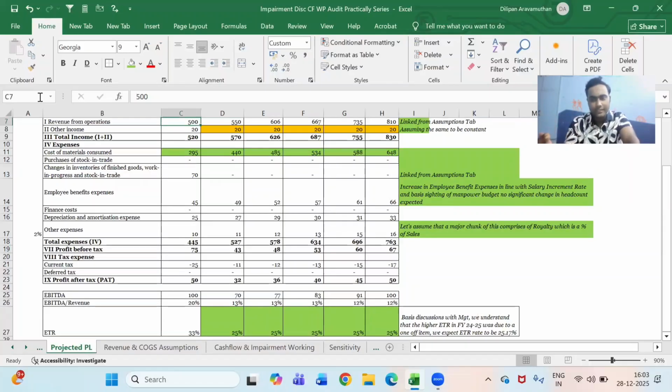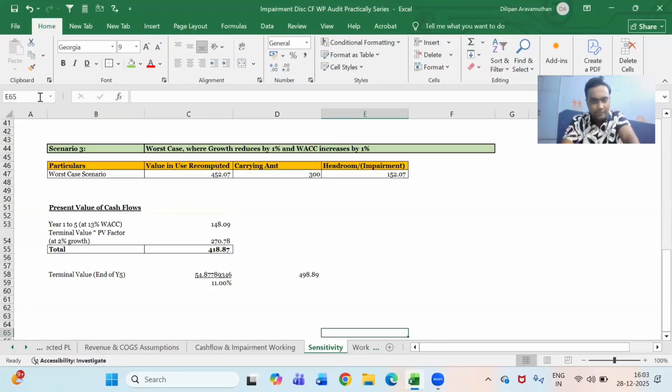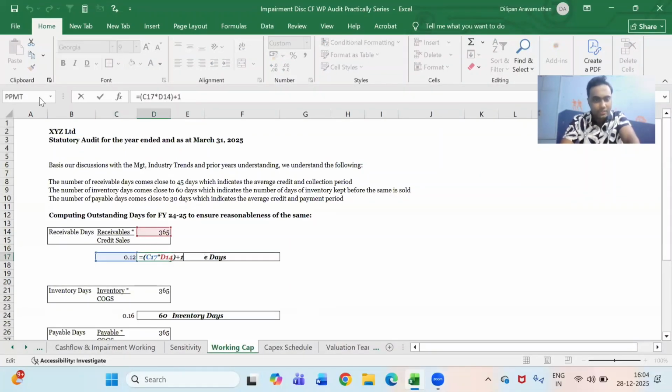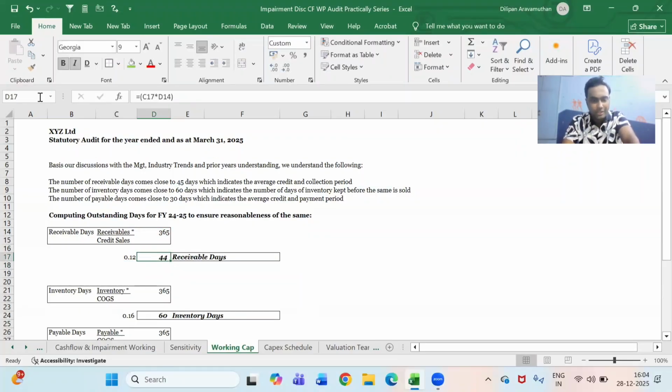So we get an understanding from the management that all the sales are credit sales, there are no cash sales. So we have directly taken the revenue from operations number as a part of credit sales. I hope that is very clear, guys. And we multiply this with 365. And when we multiply this with 365, we get days of outstanding as 44. I've rounded it off to 45 just to ensure simplicity in calculation purposes.